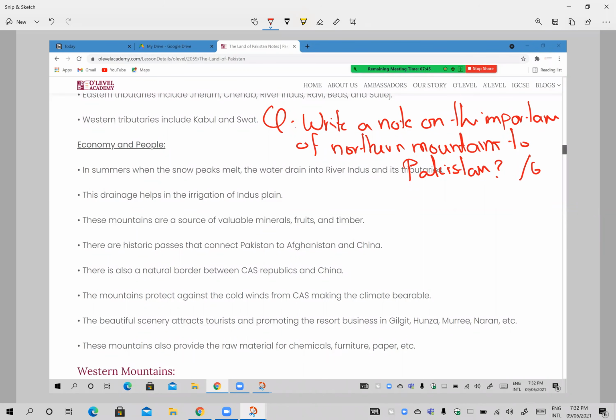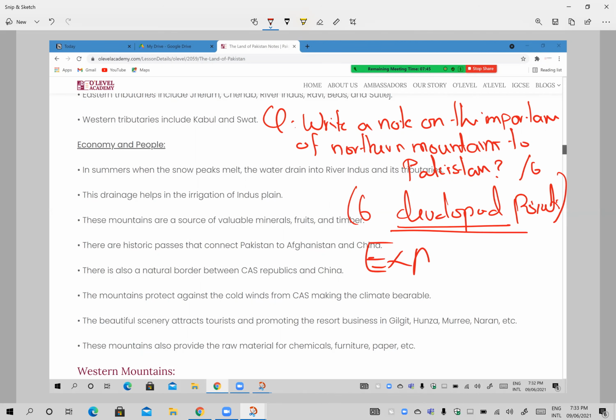So guys, this is a 6-mark question. Write a note on the importance of northern mountains to Pakistan. I would suggest you write 6 developed points for this. Developed points are basically, again, we're following a pattern similar to the history questions: you state the reason, you explain the reason, you write examples. Guys, examples are very important in geography. Please write about the examples.